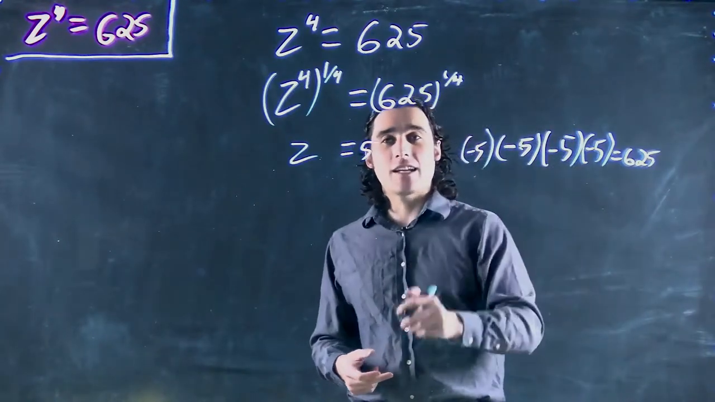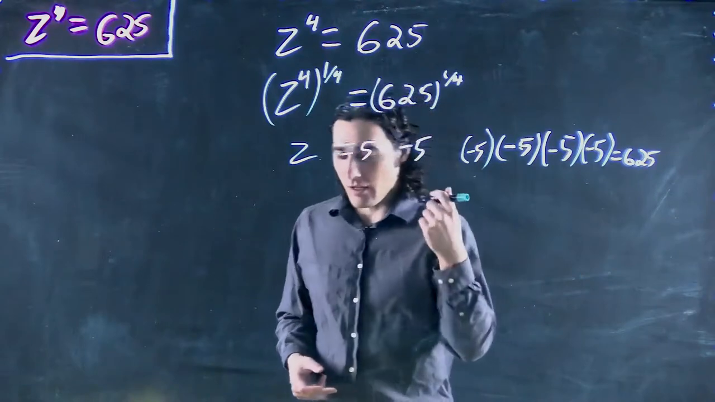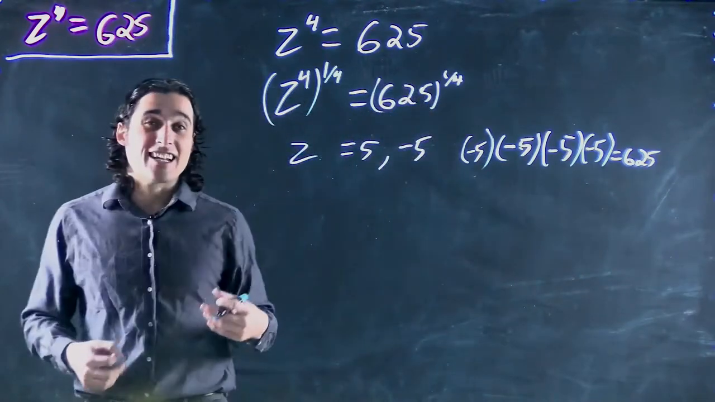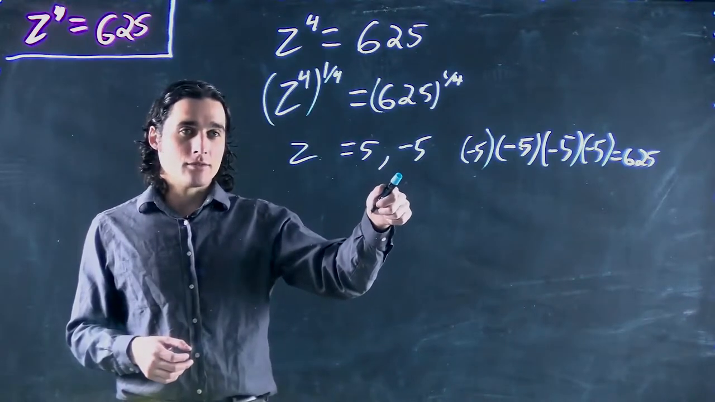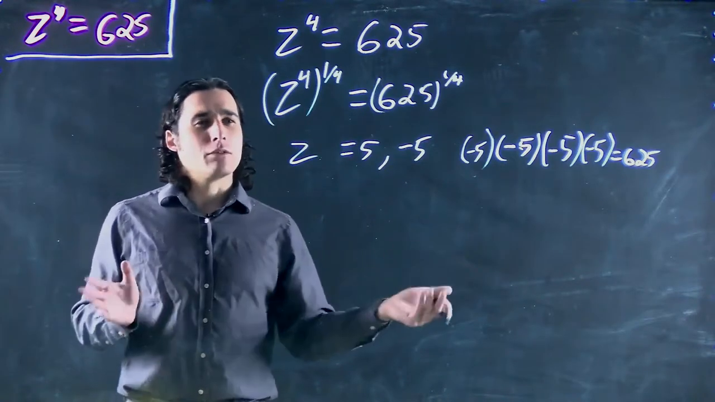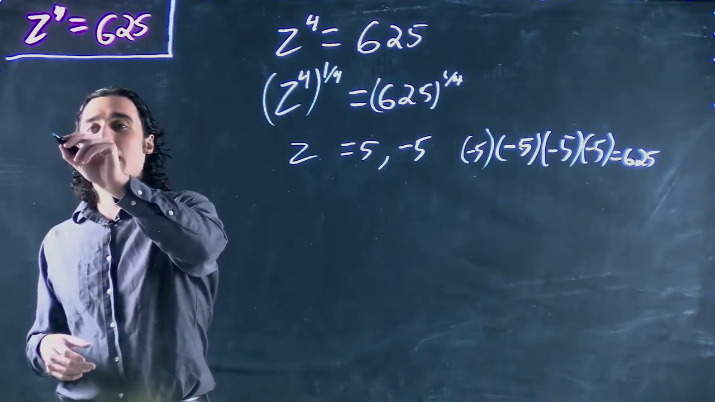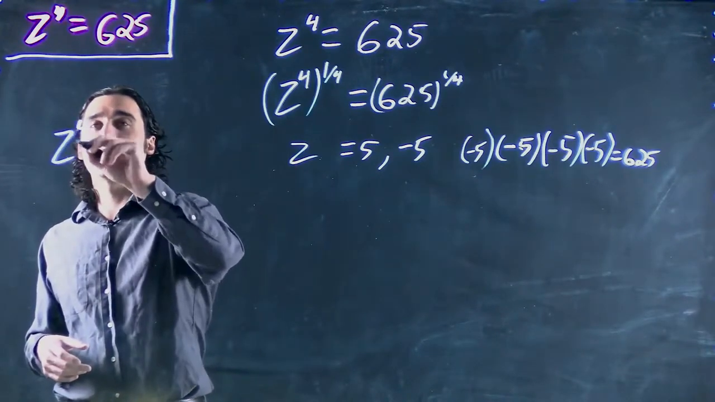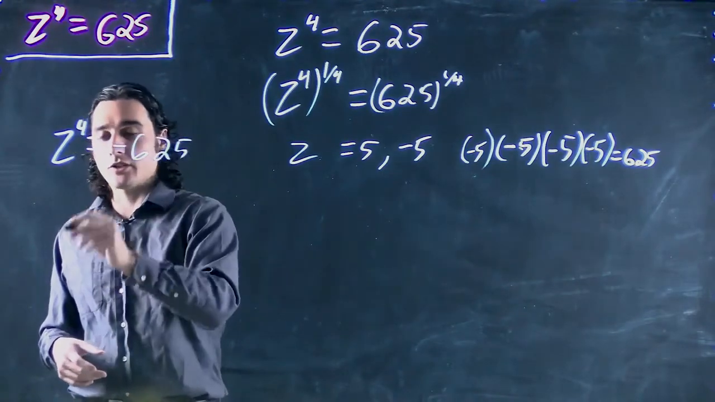So we actually end up with two answers. When we're taking the root of an equation and that root is even, we get two answers, if we get one. What do I mean by that? Well, what if I change this question and instead did z to the 4 of minus 625? Well, I could start off the same way.